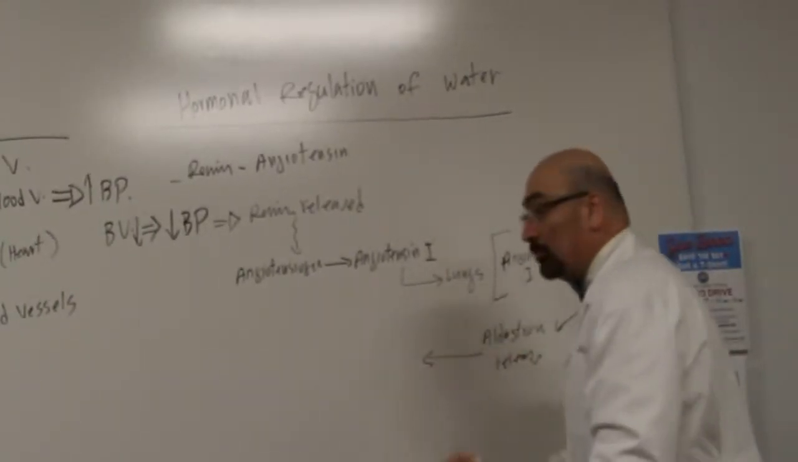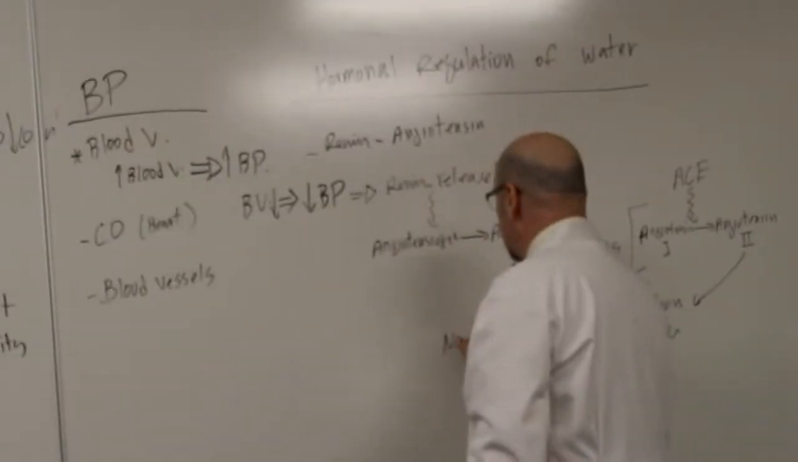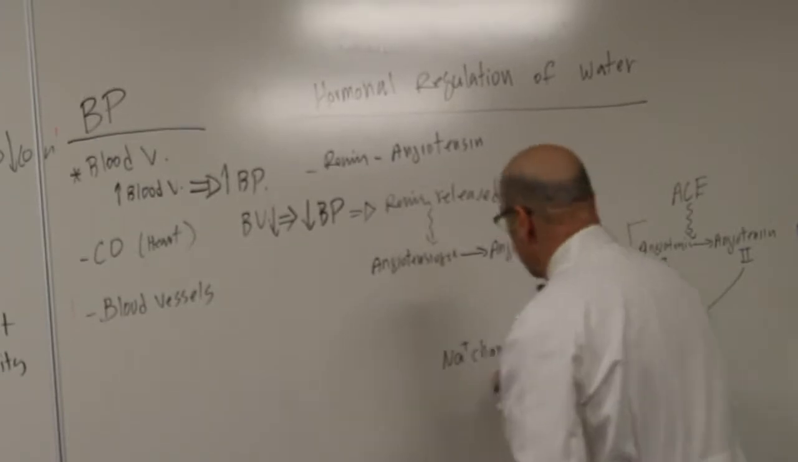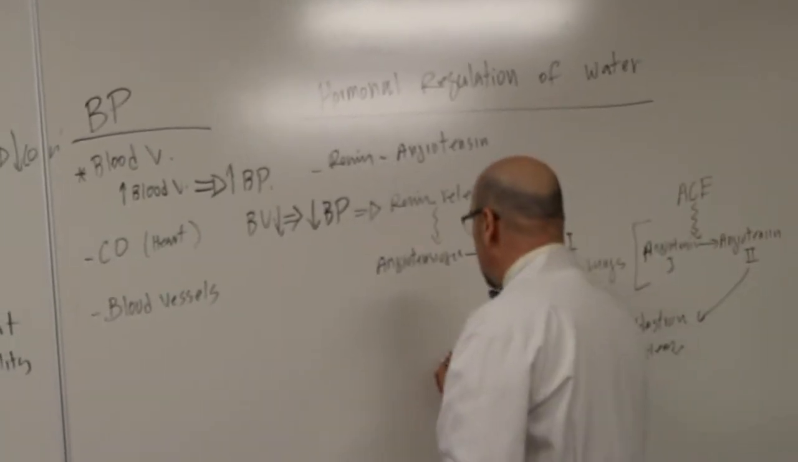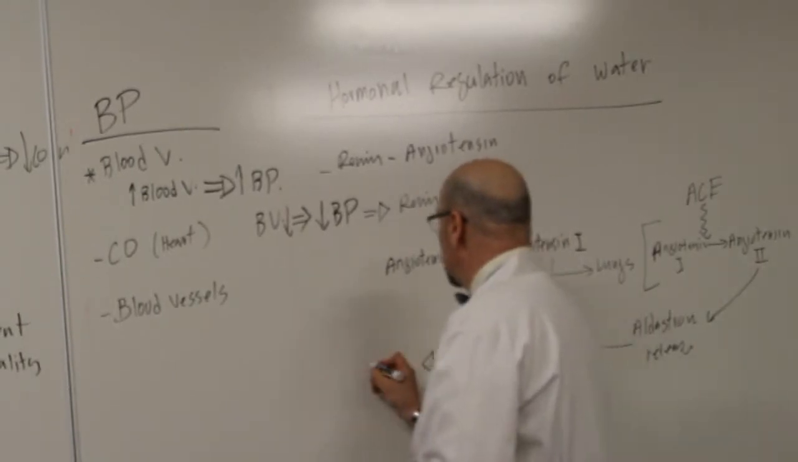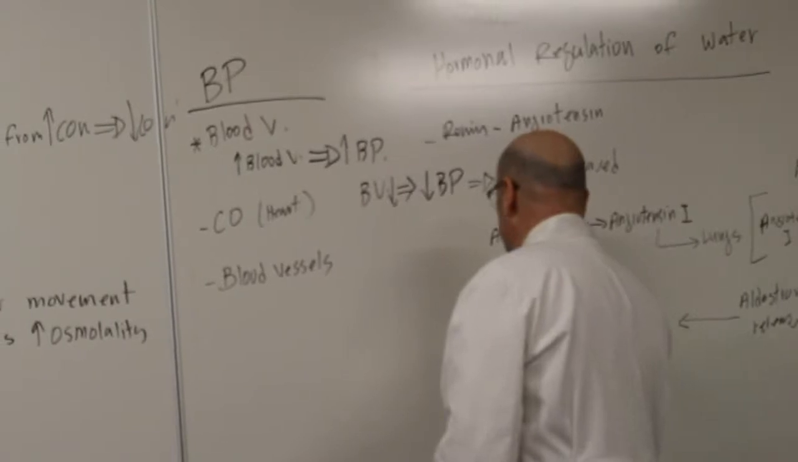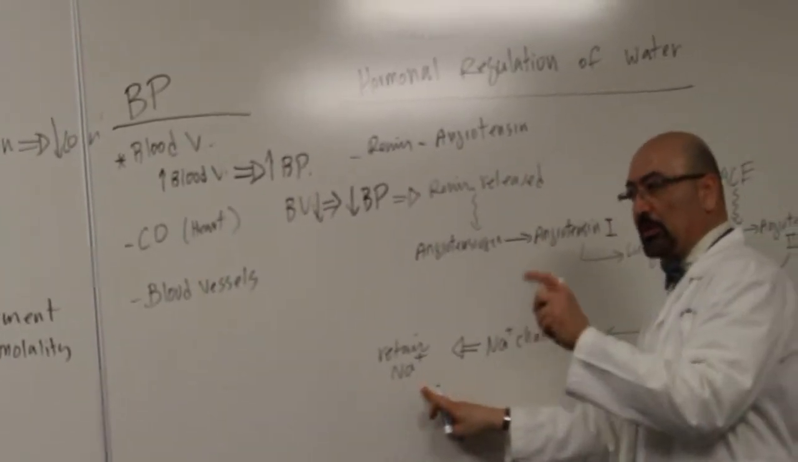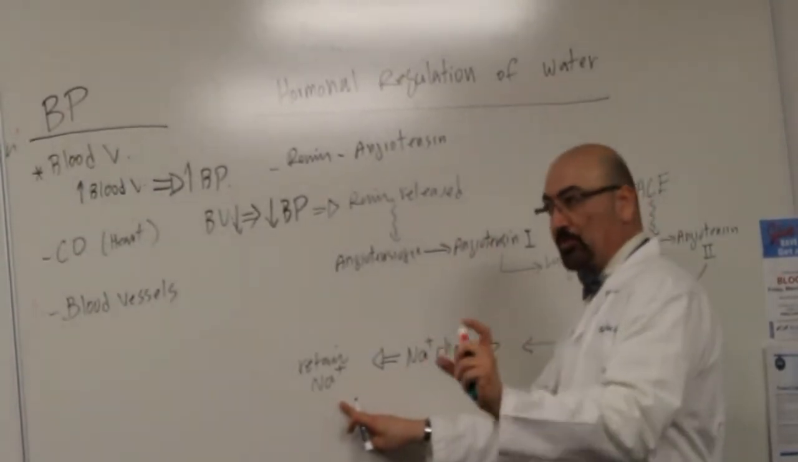And aldosterone targets sodium channels. So what it is that sodium channels will give us the ability to retain sodium at renal level. So we're dealing with distal convoluted tubule, part of the nephron.